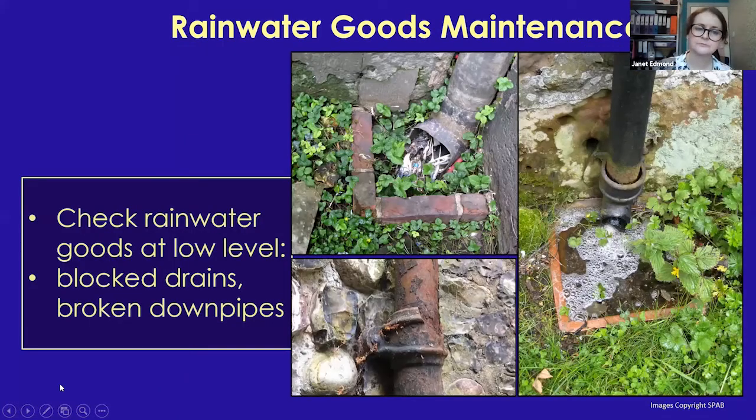At a lower level, have a look at your rainwater goods, the drains, the bottom of your downpipes. Make sure that the area isn't blocked up with vegetation and soil, things that have been blown in there, and check for any rusty, broken downpipes. This is something that you can do quite easily, and you can clear them out yourself with the help of willing volunteers in the congregation. It's something you can do on a regular basis, and something that we do at home as well, isn't it? We go around and check our drains. So that's checking at lower level.